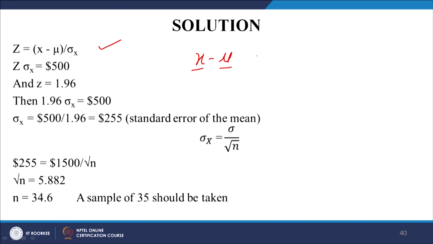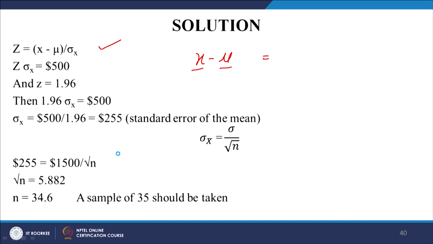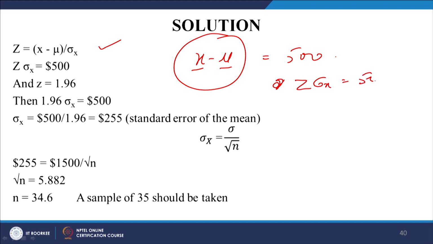The question says that the annual earnings of last year's class should be within 500, so this should be not more than 500. So, x minus mu is equal to z sigma x. That means z sigma x is equal to 500, and z is 1.96 because it is at a 95% confidence level.